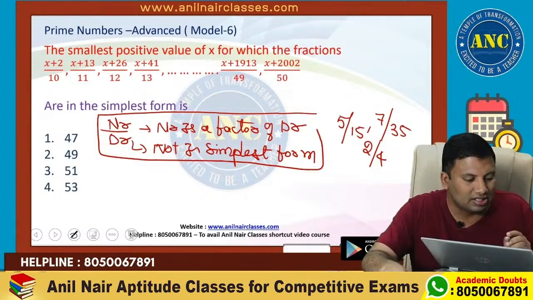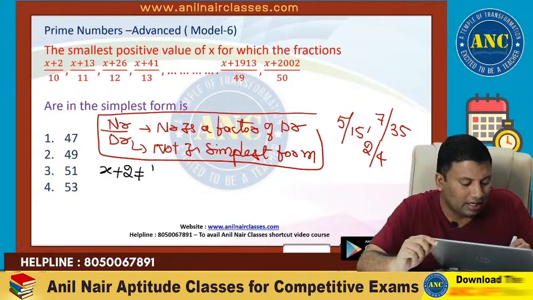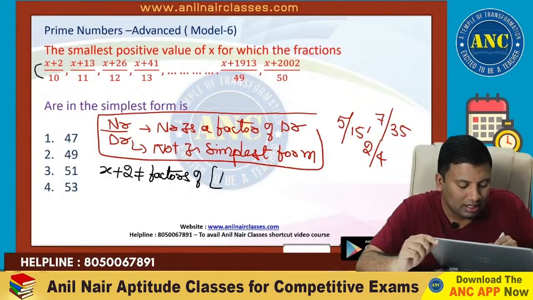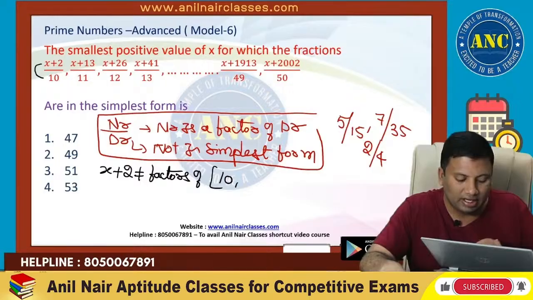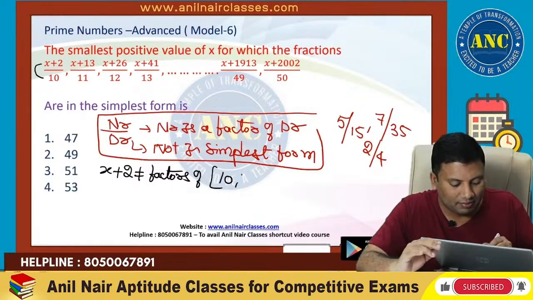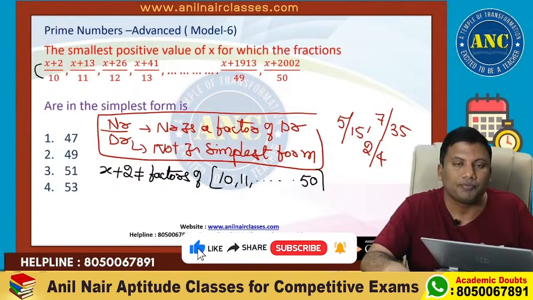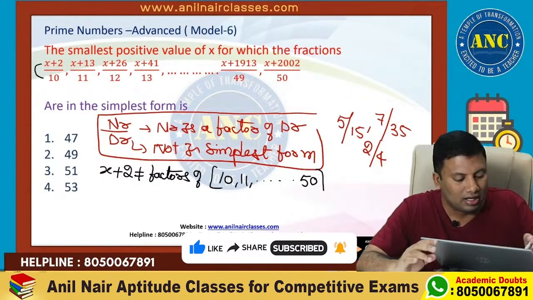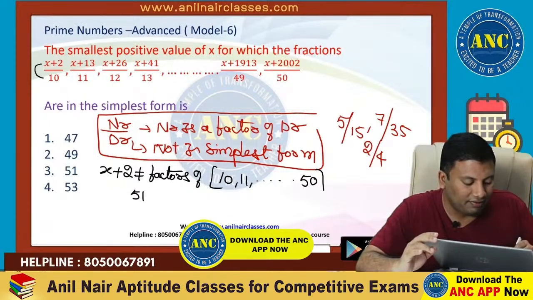So because it is not in simplest form, x plus 2 cannot take any factors of these, nothing but it cannot be a factor of 10. If it is a factor of 10, then it will not be in simplest form. It cannot be a factor of 11. It cannot be a factor of 50. If it is equivalent to a factor of 10, 11, 12 and so on, then the fraction is not in its simplest form. After 50, 51.